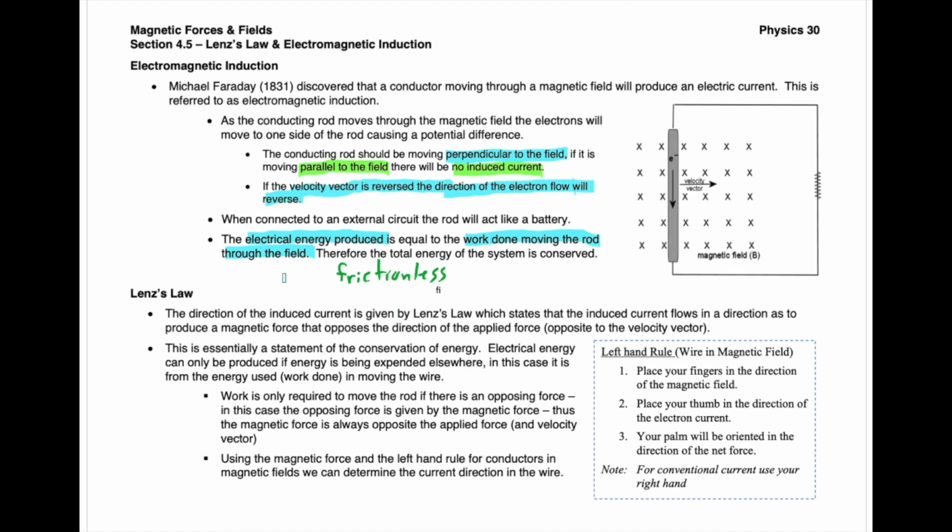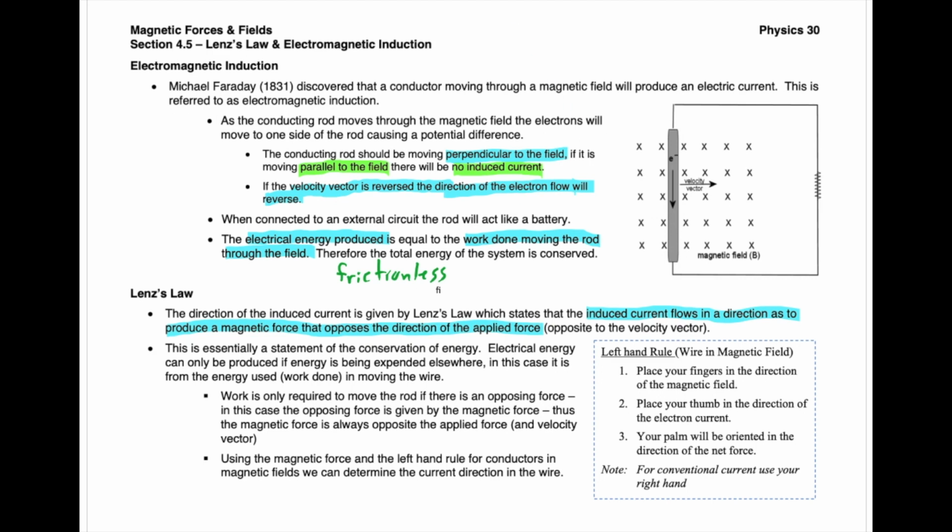Now, the direction of that induced current is given by something called Lenz's law. The induced current is just the current that is produced by that moving bar there. And what Lenz's law says is that the induced current is going to flow in a direction so as to produce a magnetic force that opposes the direction of that applied force.